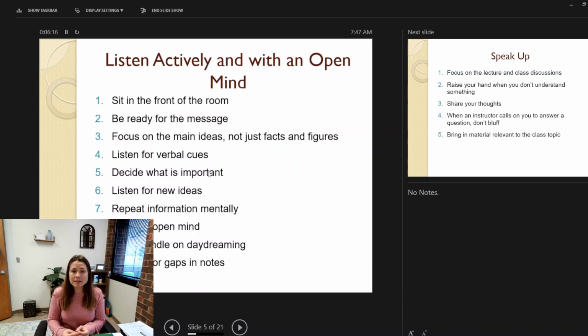This is where outlines can really help you when you're taking notes, because you're picking out the most important facts and its supporting details. Listen for any verbal cues. So if your professor repeats something often or their voice fluctuates or they say this is going to be on the test, those are things to look out for when you're taking notes in class.